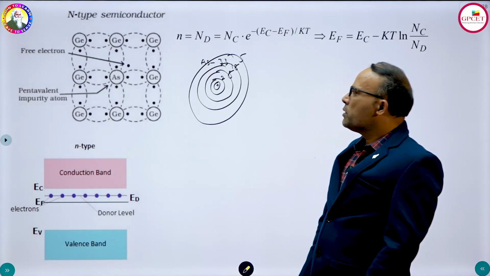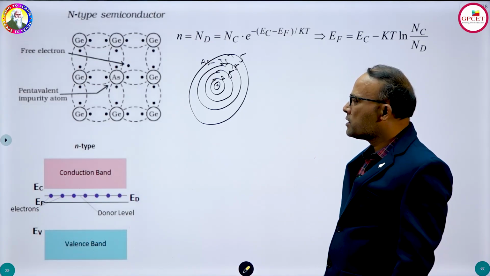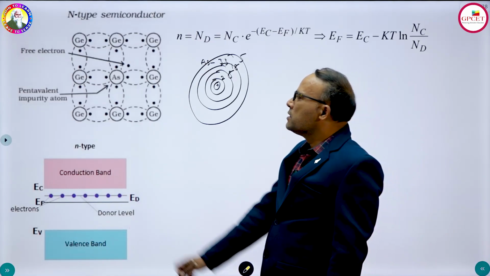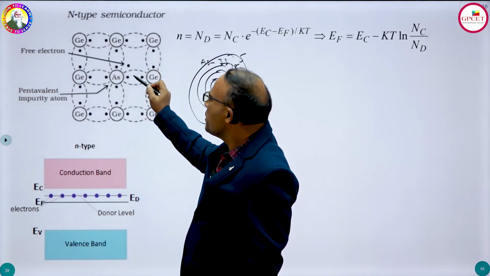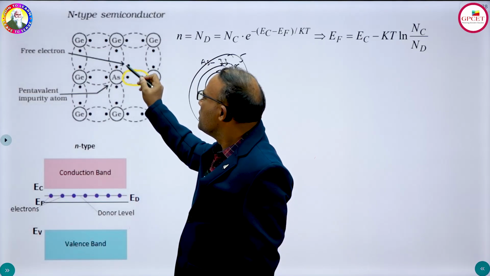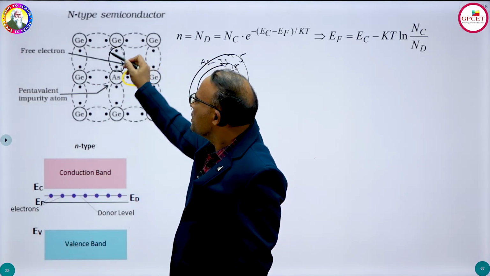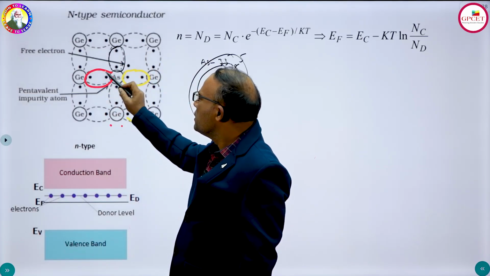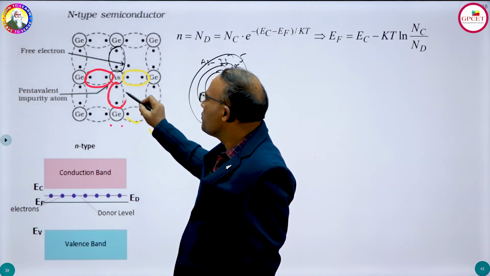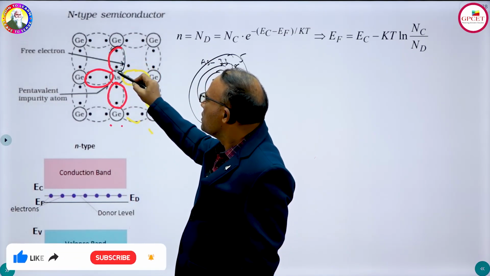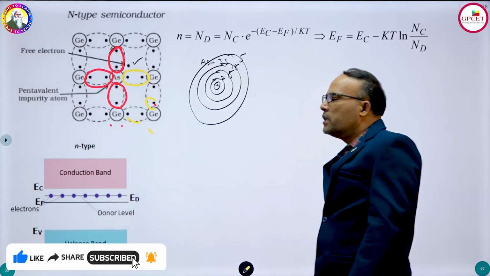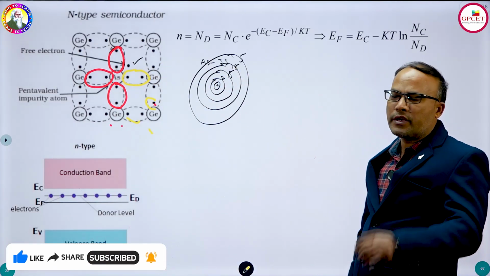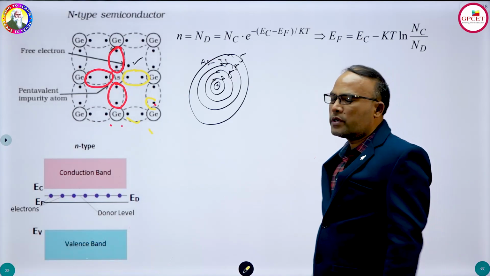Now I am mixing this with the germanium crystal or silicon crystal. Germanium is tetravalent. Here 1 electron, 1 electron. This is forming a bond with the arsenic material. This is also forming a bond with arsenic, and this, and this. But this one is not forming a bond with any other material. So this is called a free electron, which tends to allow the flow of electricity.